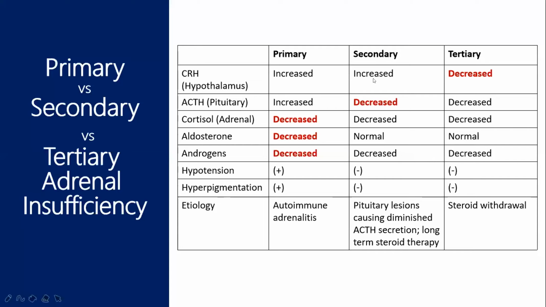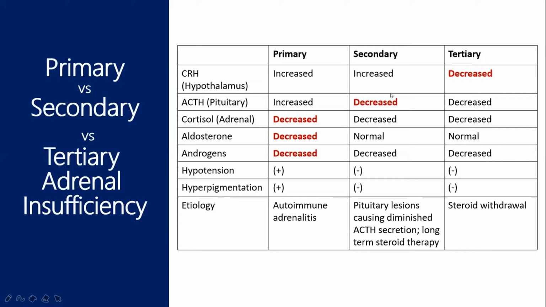Now, with regards to secondary adrenal insufficiency, there would be a decrease in ACTH, which is the primary defect. And as a result of that, there would be a decrease in production of cortisol. So of course, CRH would increase as an attempt to increase the production of ACTH.